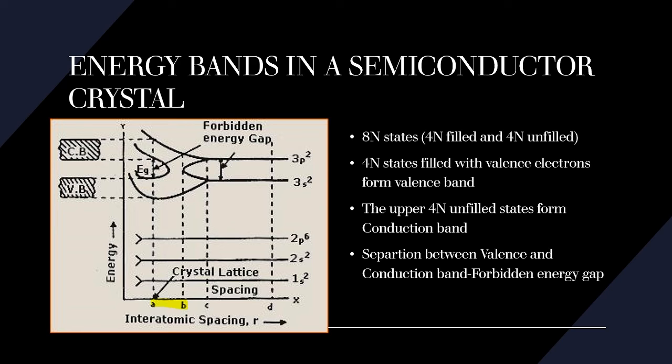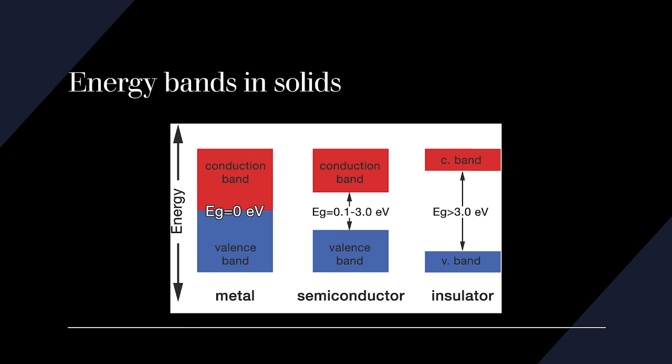Now, what happens in case of metals? That is your conductor, and insulator. Let us try to see in the diagram. As you have seen earlier, in case of semiconductor, there is a band gap between the conduction and valence band, and that energy gap lies between 0.1 to 3 electron volt.